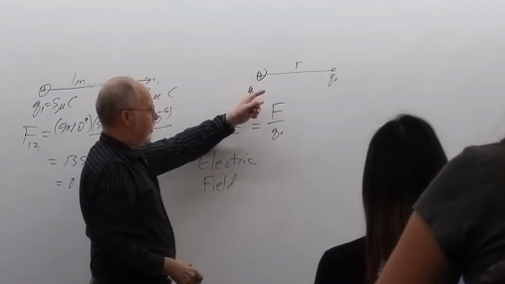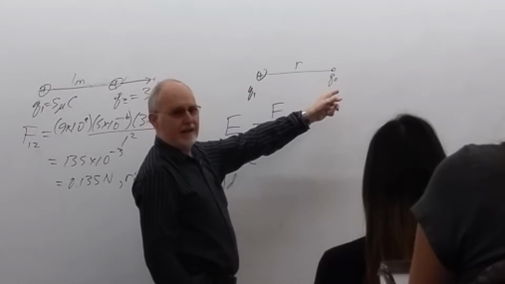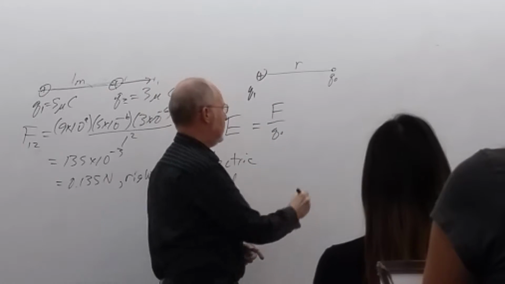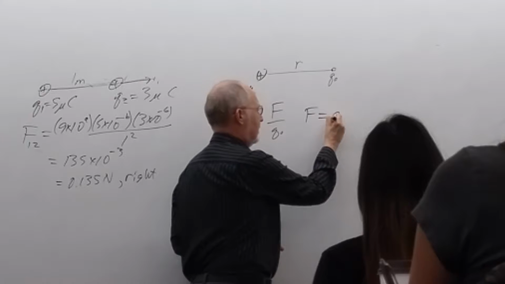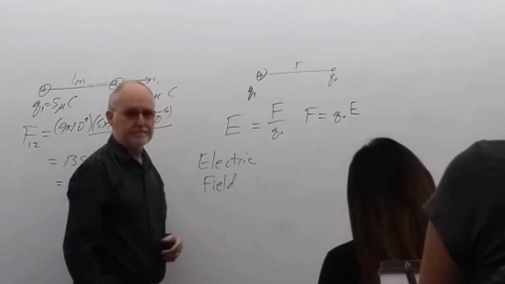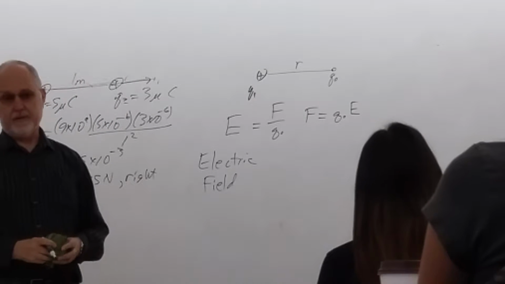So this charge creates this electric field, and then if you put another charge in that electric field, you get a force acting on this charge. Looks like your F is the Q times the electric field strength. So that's that idea anyway, where that's coming from.